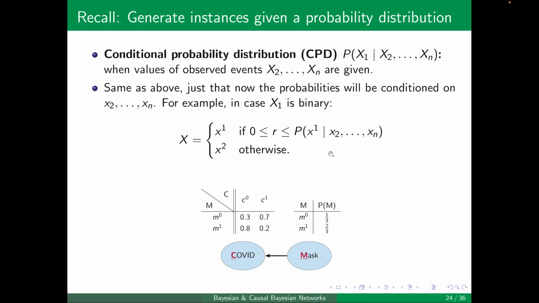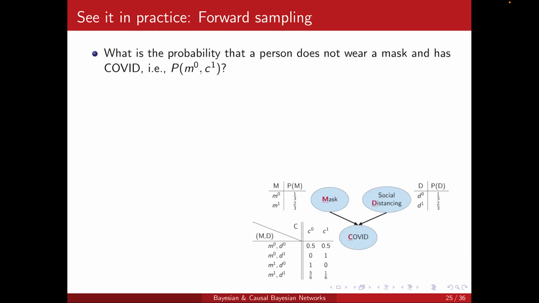Now that we know how to generate instances from probability distributions, let's see the idea of forward sampling in practice. We are given this network and we are interested in the probability that the person does not wear a mask and has COVID. We answered these types of questions in the exact inference section. Now we want to do it using approximate inference.